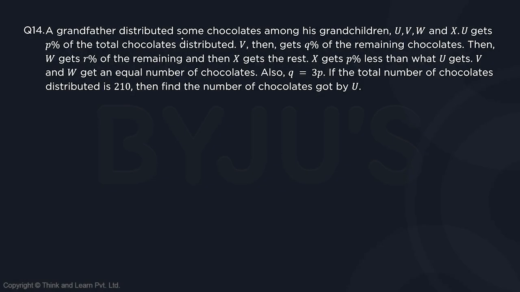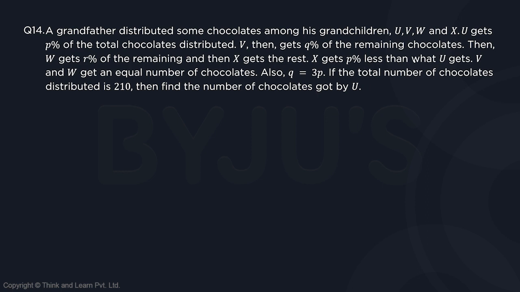Question number 14. A grandfather distributed some chocolates among his grandchildren, U, V, W, and X. U gets P percentage of total chocolate distributed. V then gets Q percentage of the remaining chocolates. Then W gets R percentage of the remaining, and then X gets the rest.